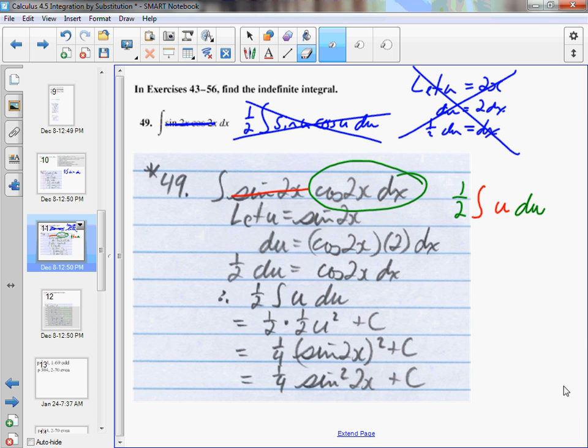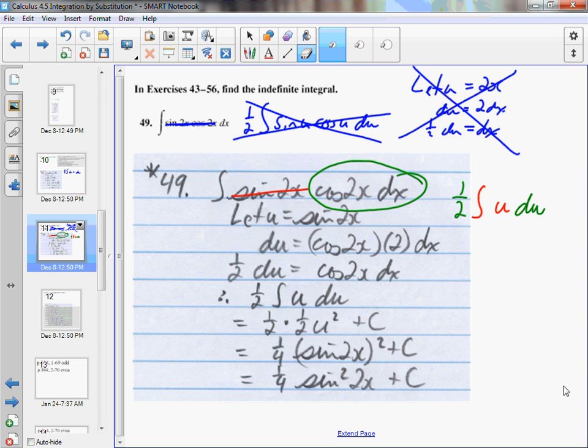So, try to let u equal a quantity with an exponent on it. With trig functions, first, try to let u equal the theta part. But trig functions do this sometimes. Sine and cosine do, anyway, where they're the derivatives of each other. So let one of them be u, and then the other one is going to come out with the du.